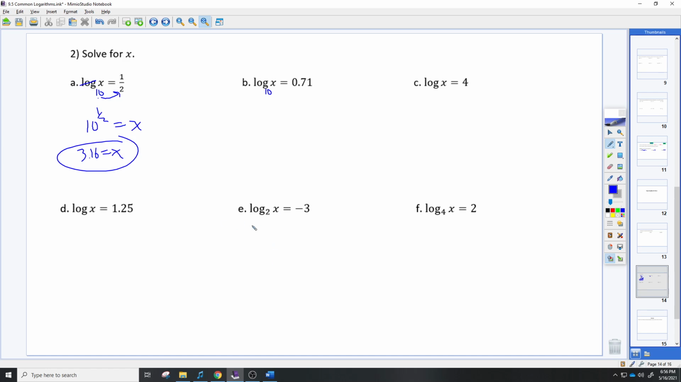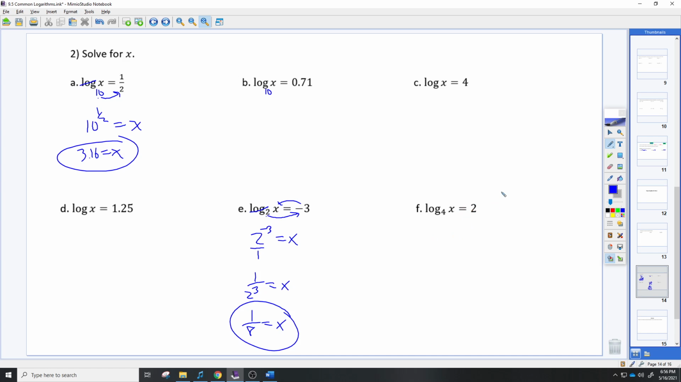So for example, this last one here, or part E, you would cross this out, 2 to the -3 equals x. 2 to the -3 would be like flipping this around, making it 1 over 2 to the 3rd. And then 2 to the 3rd is 8, so it's 1/8. And you could check that to make sure it's right, but it should be. So log base 2 of 1/8 is equal to -3.